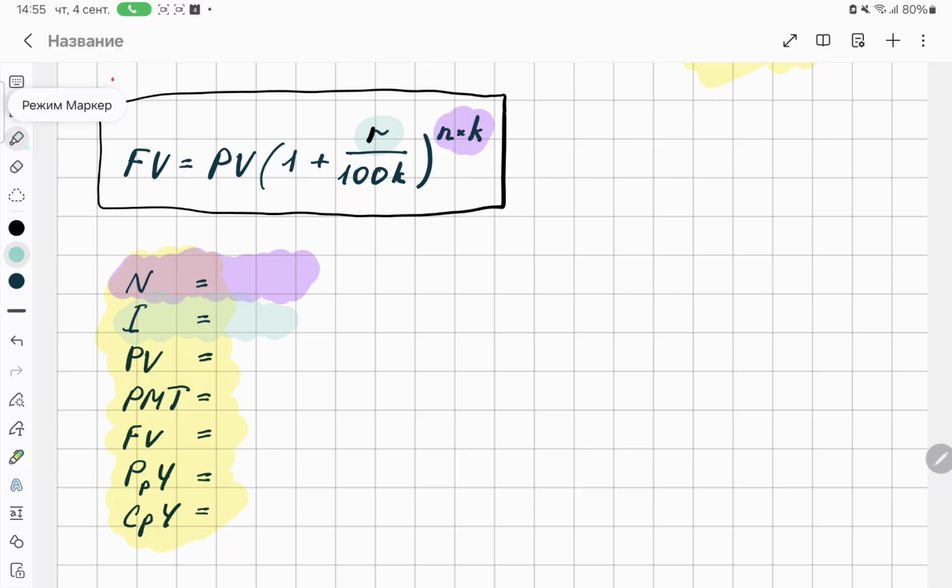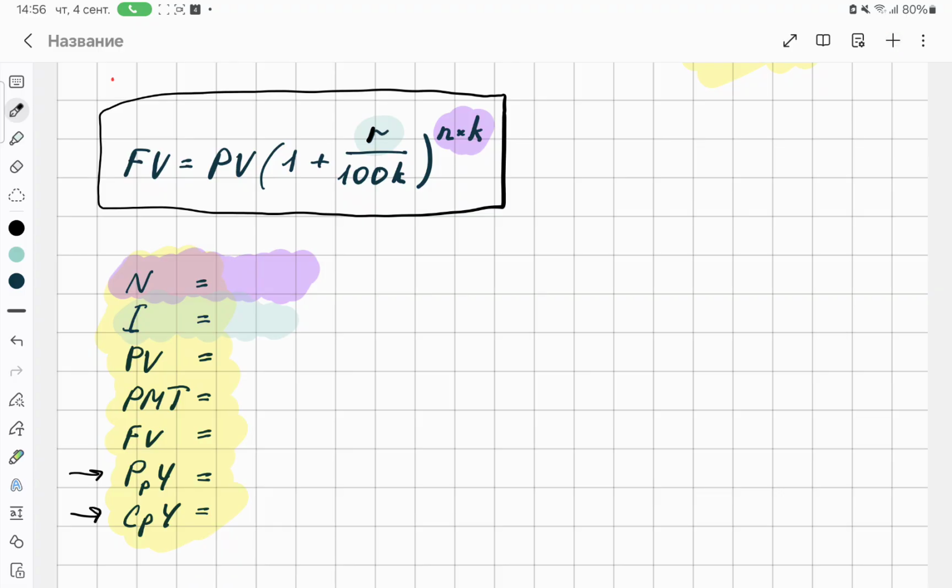Then PV is clear, present value. PMT is payment per month, so it's the monthly payment. FV is future value, and these two parameters are quite tricky: payments per year and compounding periods per year.